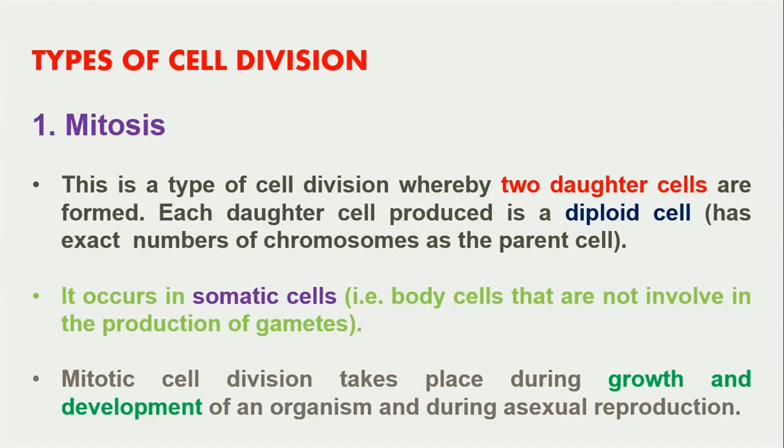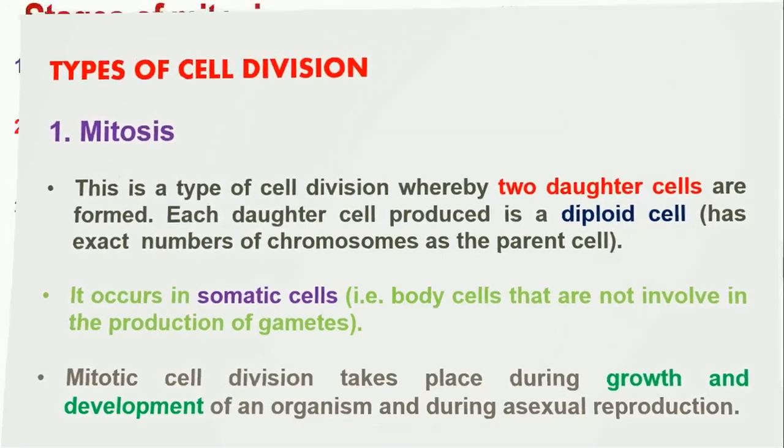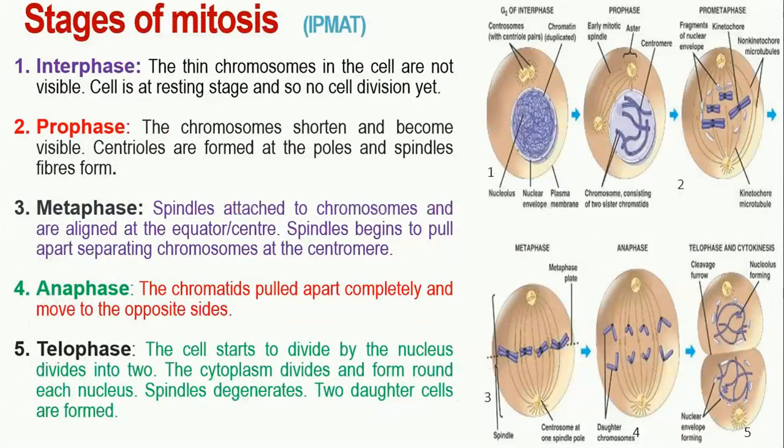Somatic cells are also known as body cells. These are the cells in our body or in the body of organisms that are not involved in the production of gametes. Now, mitotic cell division takes place during growth and development or during asexual reproduction. So let's look at the stages of mitosis. The acronym for it is IPMAT, IPMAT. Now, the I stands for interphase. What happens during interphase? The chromosomes are thin, so they are not visible or clear to the eyes.